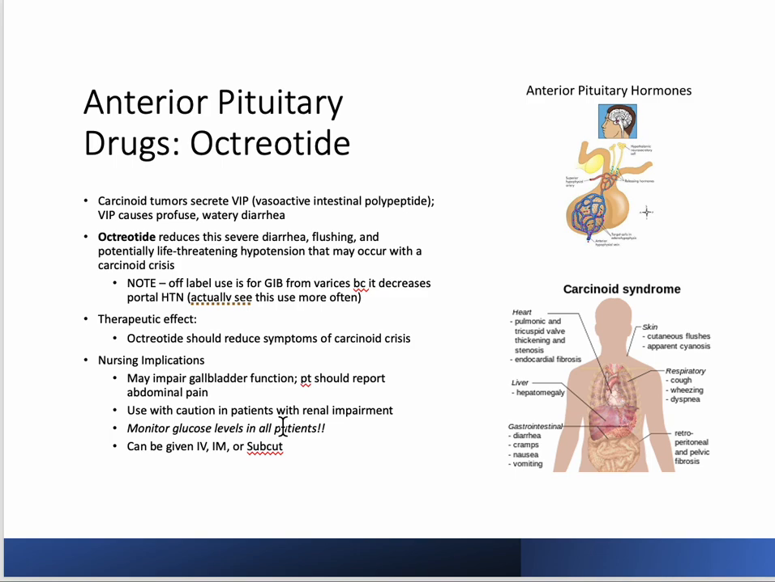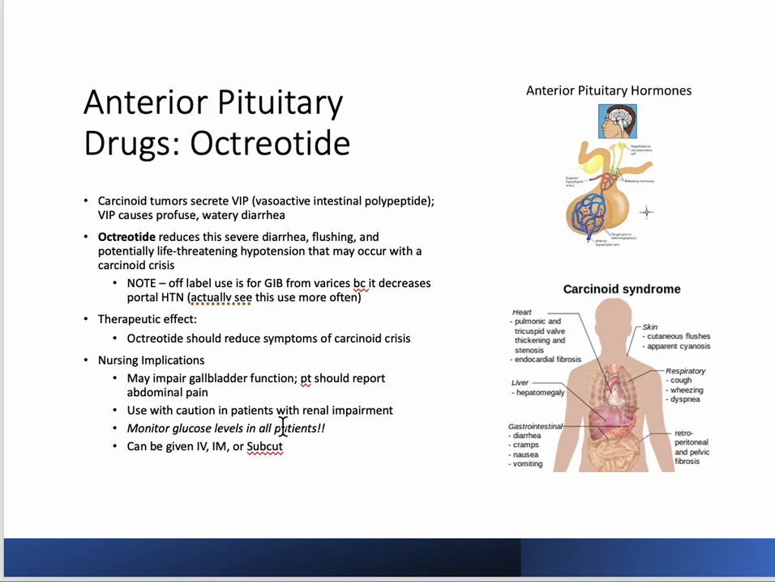Now, octreotide does affect the blood sugar. Interestingly enough, it can cause it to be up and down. They're just very labile. Their blood, did I say blood? Yeah, blood sugar. I forgot if I said blood pressure. So we do monitor glucose levels very closely in all of those patients.